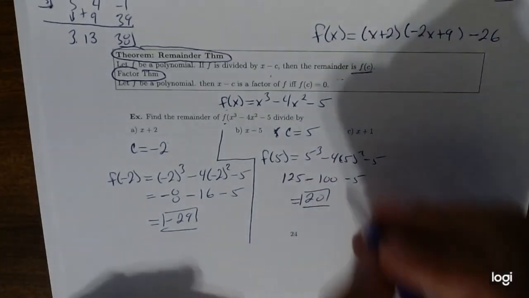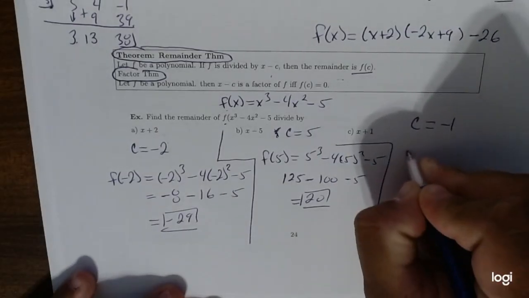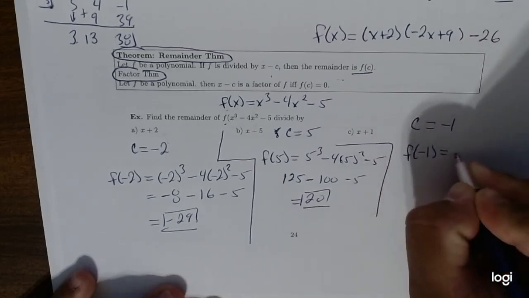Okay. And then finally C. C would be negative 1. So we plug negative 1 into the function.